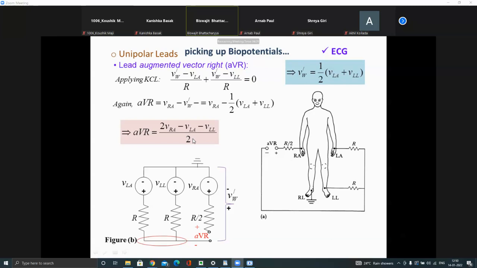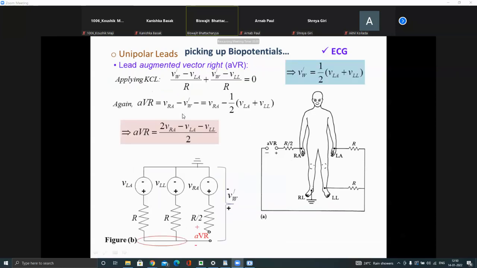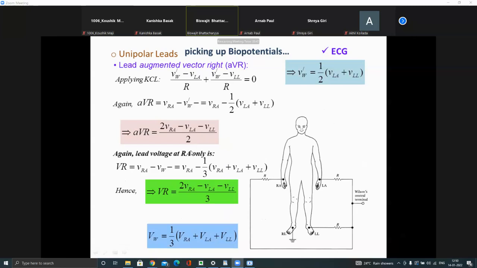Once we know this, next we will see our VR value. What is VR? I told you VR is actually the normal voltage, that is the VRA with respect to Wilson central terminal voltage, VRA minus VW. So once you get AVR, now we'll see our VR. VR is VRA minus VW. We put VW as the Wilson central terminal voltage. Their difference is this particular thing.